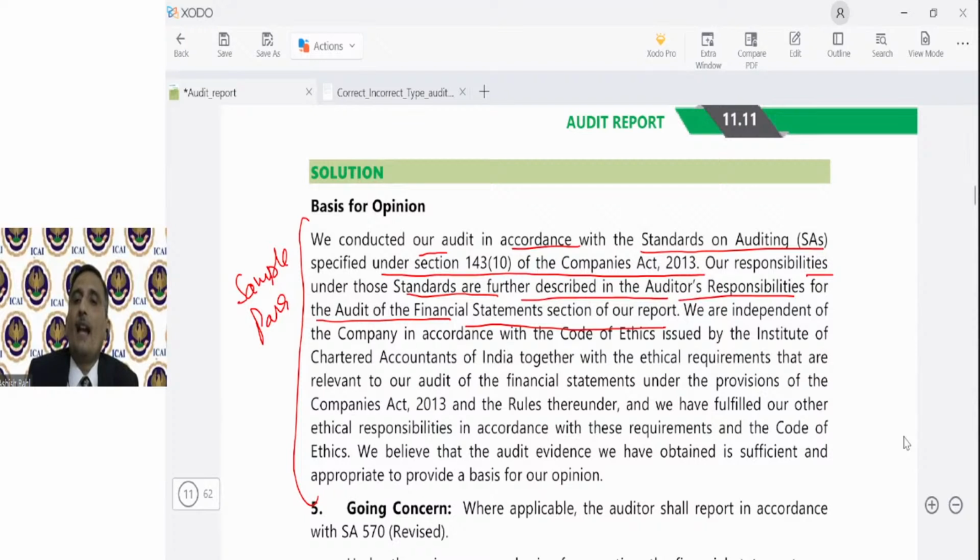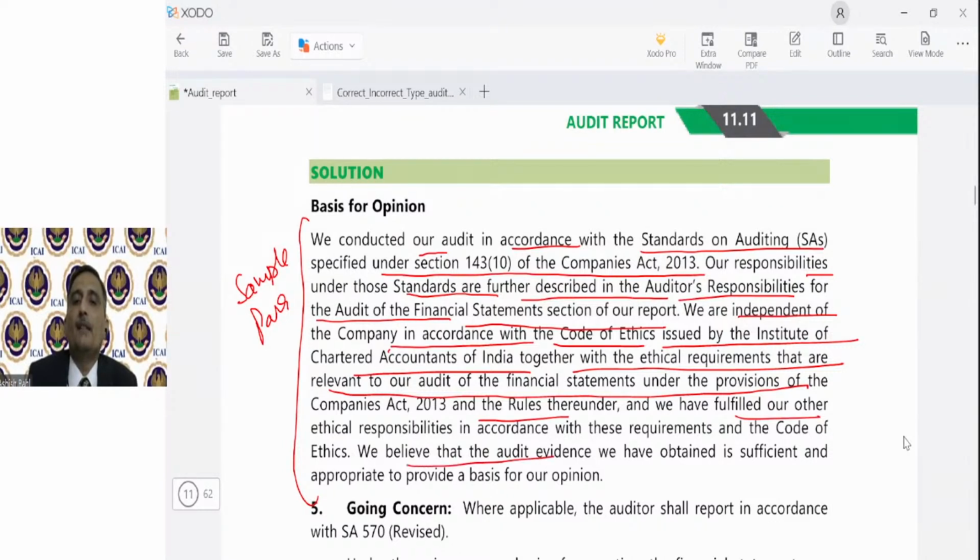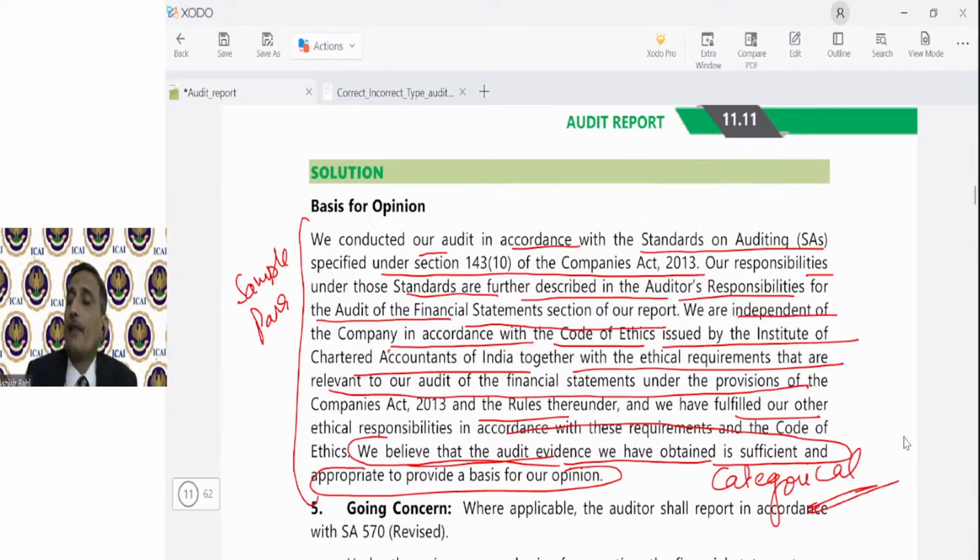Okay, and we are also independent of the company in accordance with the Code of Ethics issued by ICAI, together with the ethical requirements that are relevant to the audit. Under the provisions of the Companies Act and rules, we have fulfilled our ethical responsibilities. And very important, we believe that the audit evidence we have obtained is sufficient and appropriate to provide a basis for opinion. So here guys, the auditor is making a categorical statement.